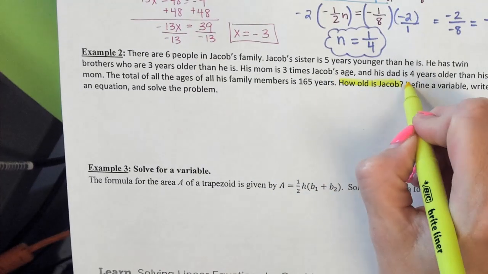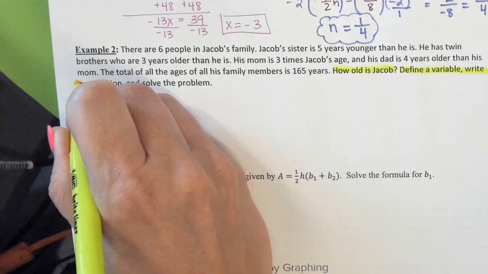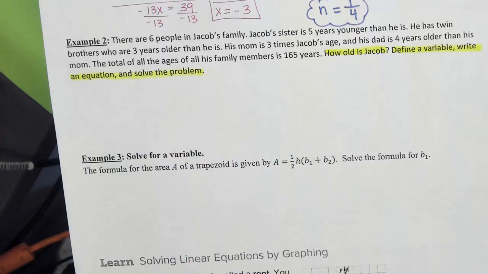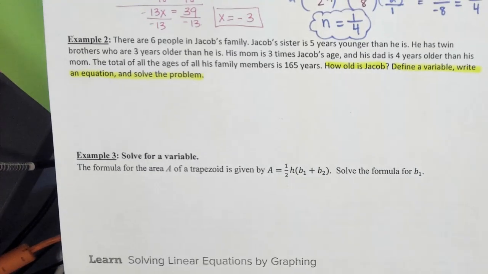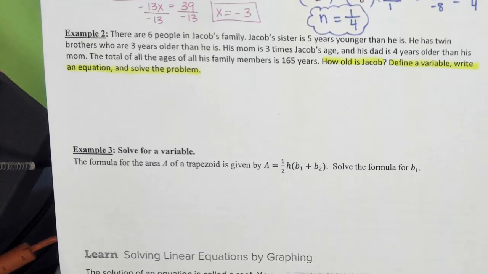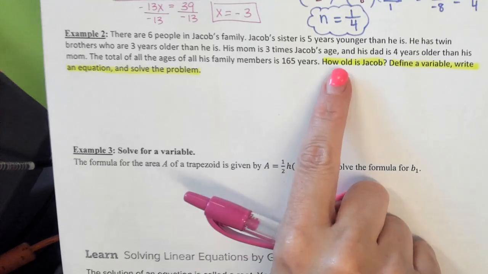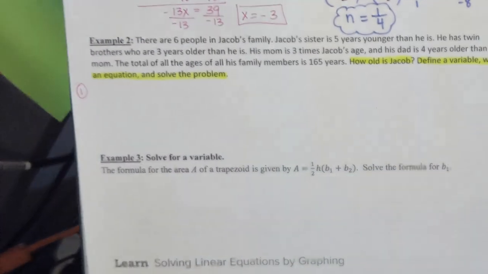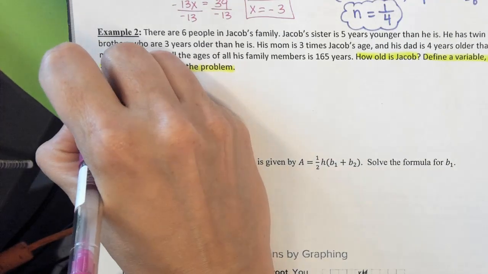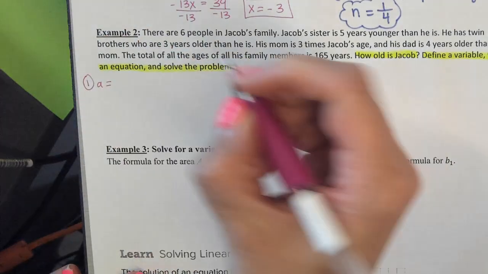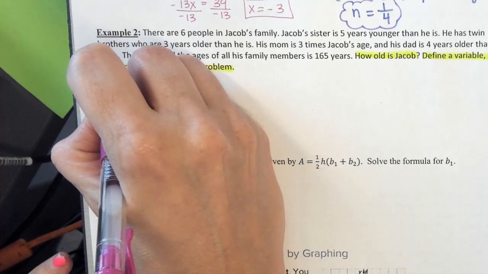And then it says we need to define a variable, write an equation, and solve the problem. Okay, so we need to make sure we're doing that. Defining the variable, writing an equation, solving the problem. Okay, you can call the variable whatever you want. Since we're trying to find how old Jacob is, whatever variable you choose has to represent Jacob's age. So I chose A, you can choose whatever you want, you just got to label it. That's the first thing we're going to do.